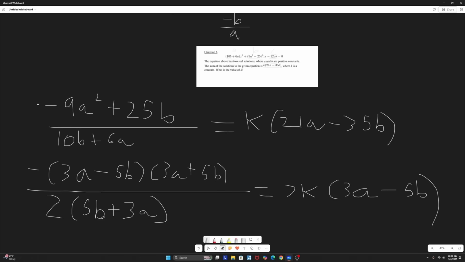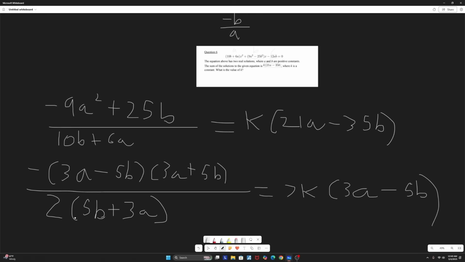And how did I get from here to here? Well, on the top, I used difference of squares to get to this. On the bottom, right here, I divided by 2, so I got 2 times 5b plus 3a. And then inside of these parentheses right here, I took a 7 out. I took the GCF of 7 out, put that next to the k, and that left me with 3a minus 5b. And now, our goal is to isolate k and get a solution from there.